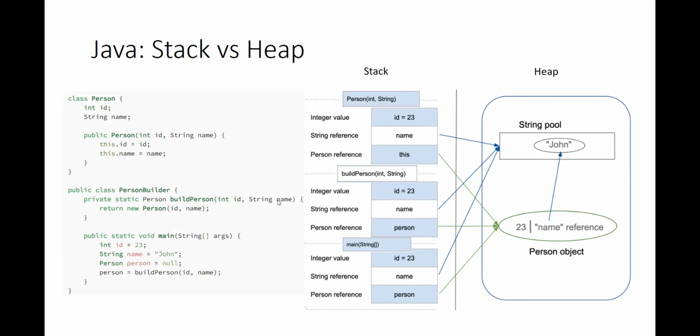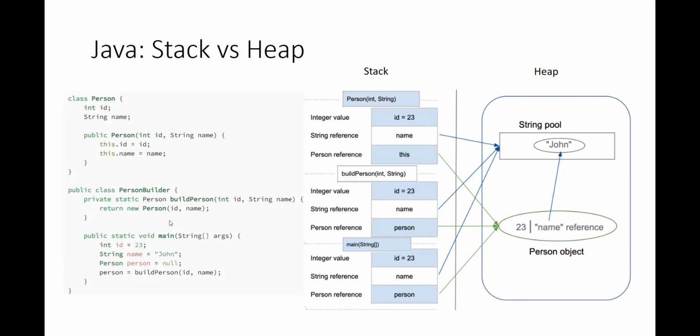So we have a second local variable name, local in the sense that it is local to this build person method. But once again, both this name and this name are pointing to the same data allocated in heap.